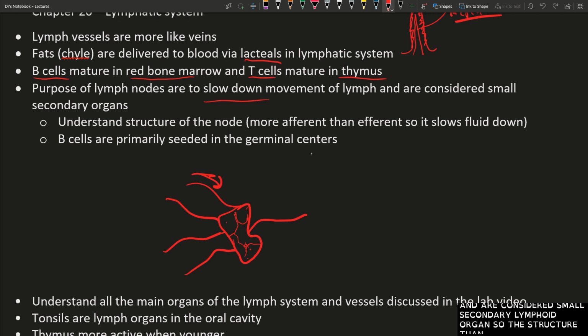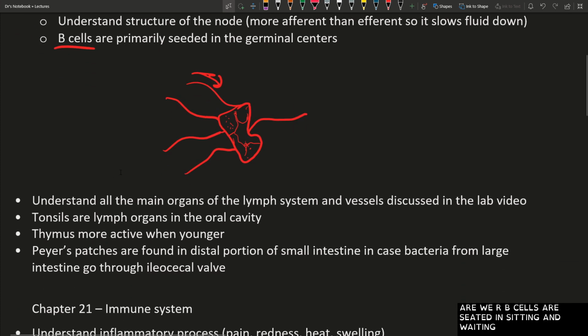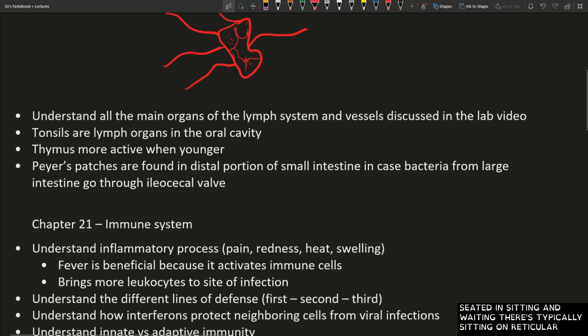So the structure of the node, I went over it a little bit here, but make sure you understand the anatomy of a lymph node and then how these more afferent than efferent vessels slow the fluid down. And then also in these little germinal centers here is where B cells are seated and sitting and waiting. They're typically sitting on reticular fibers in there.